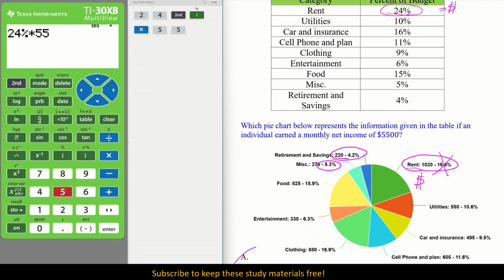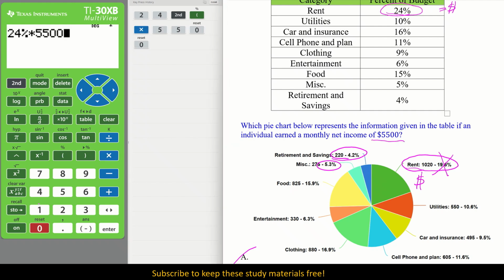Now we need times 5500, which is the given income. Now push enter. So that's supposed to be $1,320, okay? So as we go through, first we need to make sure we're matching the percent, that it's correct on each of these pie charts, as well as the dollar amounts. So everything is just wrong with A, okay? And I wouldn't calculate too many of these until you see what you're dealing with on the next page, okay?